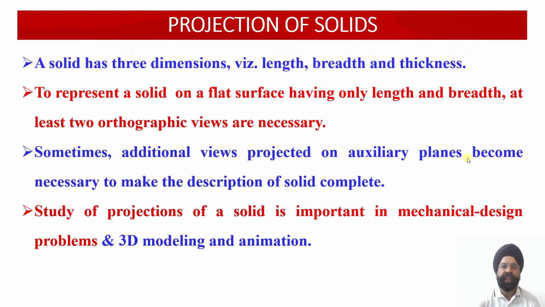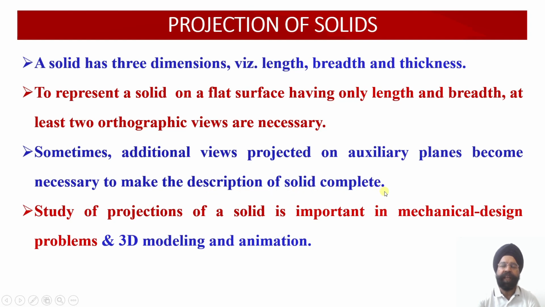Now the solid is an object which has three dimensions, that is length, breadth and thickness. To represent a solid onto a flat surface having only length and breadth, that is our drawing sheet or the screen of our computer, at least two orthographic views are required. Sometimes additional views projected on the auxiliary planes become necessary to make the description of the complete solid.